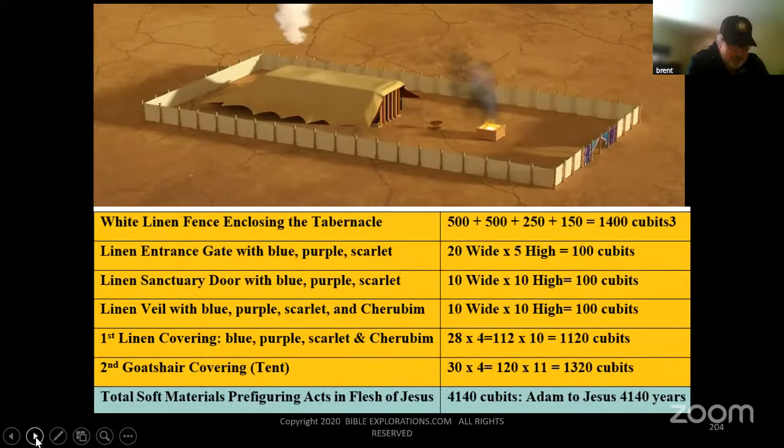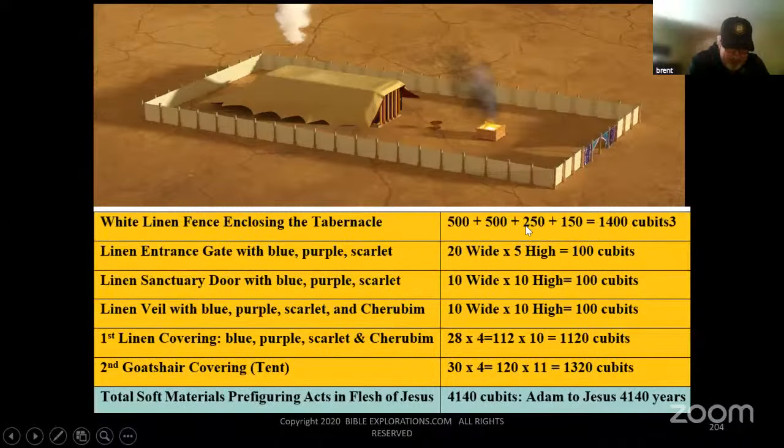So let's look at this, kind of a little bit of a sideline here for a second, but all of the linen, all of the soft materials of the tabernacle. So we have the white linen fence enclosing the tabernacle. What are its measurements? It's 500 plus 500 plus 250 plus 150 equals 1400.